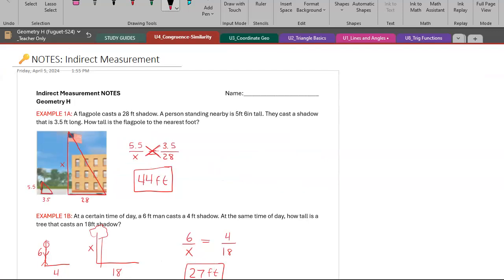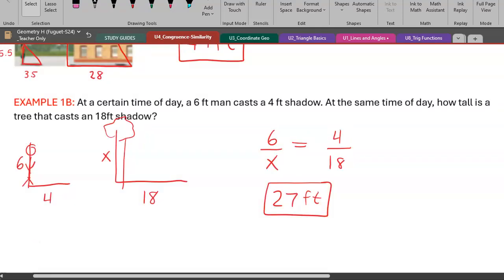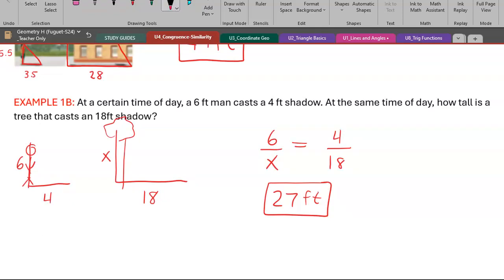All right, hopefully you've had a chance to try it. Here is example 1B. We have a very similar situation, except this time it's a tree instead of a flagpole. So there are our triangles. Again, that third side is not really of any importance, but it does create those similar triangles. Once again, we're comparing the height of the person and the tree as one ratio, and the shadow of the person and the tree as the second one. When we cross multiply and solve, we end up with a height of 27 feet for our tree.